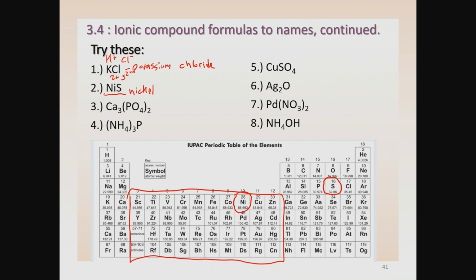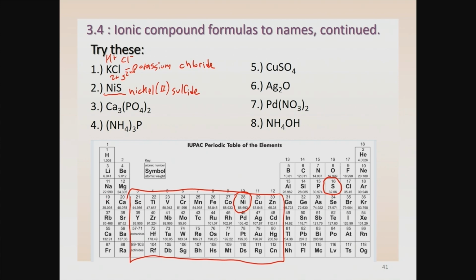So the name of this compound is nickel(II) sulfide. Now let's step back to the first one, which was potassium chloride. You might ask, why don't we have a Roman numeral after potassium? The reason is, you might remember, when we are dealing with a monovalent metal cation, we don't need a Roman numeral. So let's confirm that the potassium ion is a monovalent metal cation.